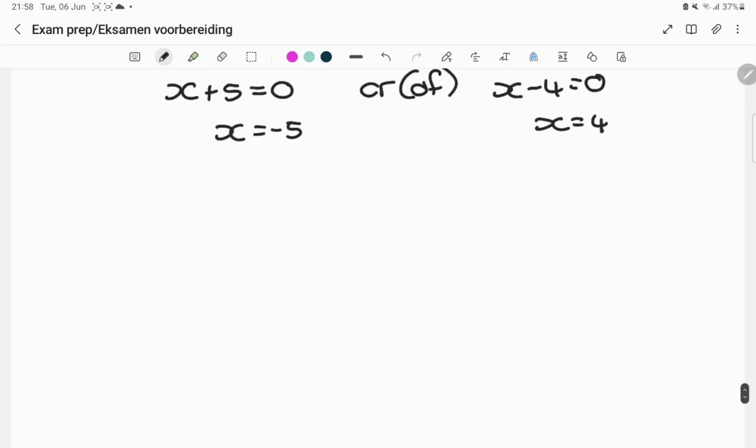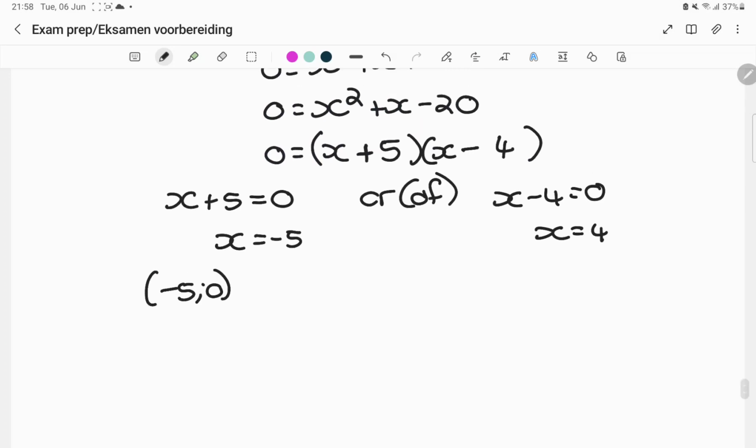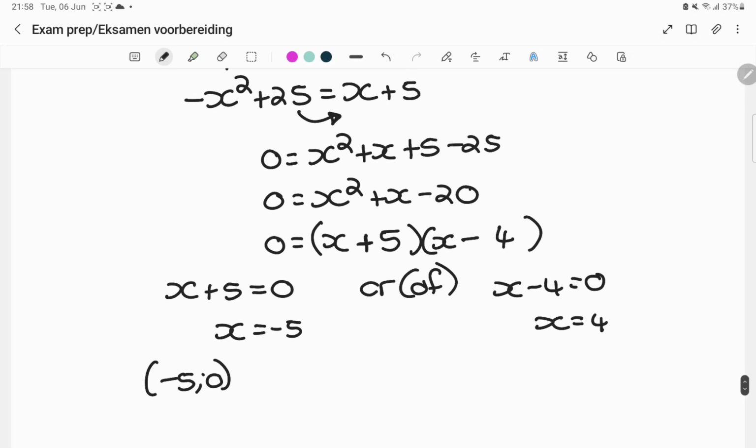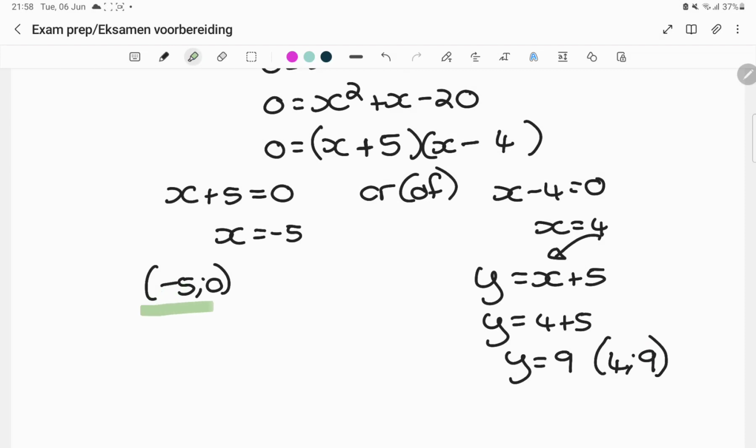So I know that my one coordinate will be the point minus 5, 0. Now to get the y value of this one, I choose any of my equations. So let's take y equals x plus 5. And now in x's place, we put the 4. So it becomes y equals 4 plus 5, which gives me y equals 9. So my other point of intersection, my ander snypunt sal wees (4; 9). Alright, so this is it for part 4 of the exam pack.